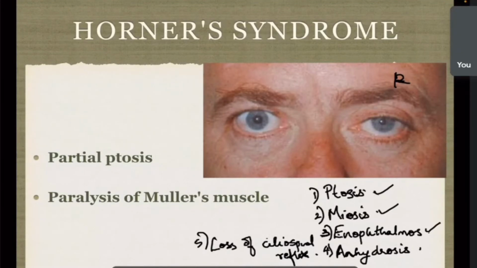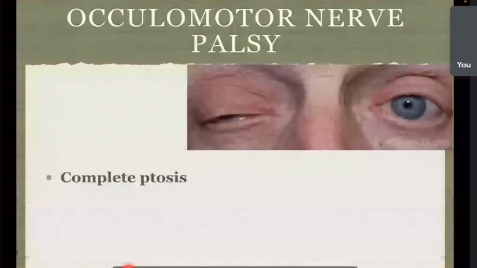Anhidrosis, that is loss of sweating in that half of the face, and there will be loss of ciliospinal reflex on that side, on the right side. And you should remember the ptosis is only partial, not complete, and that is because of the paralysis of Muller's muscle alone.